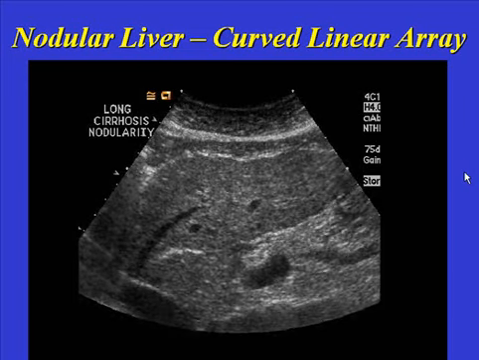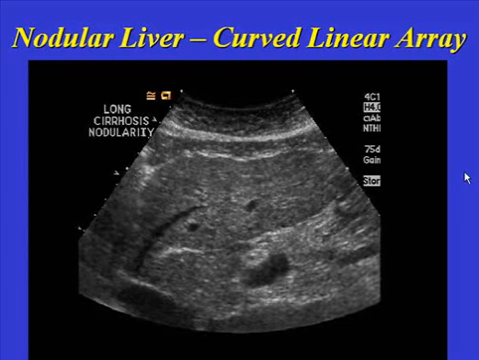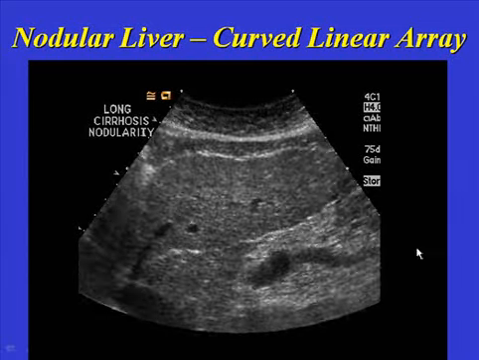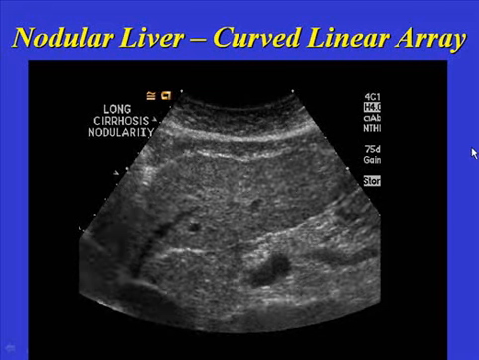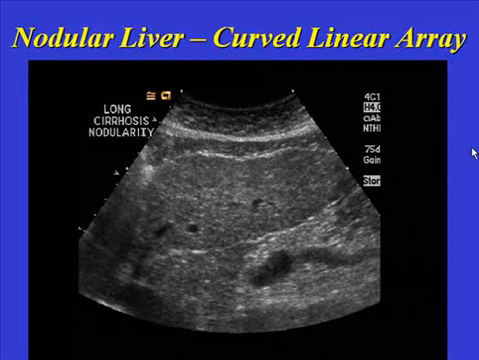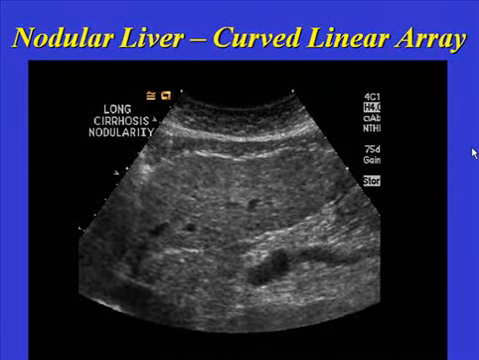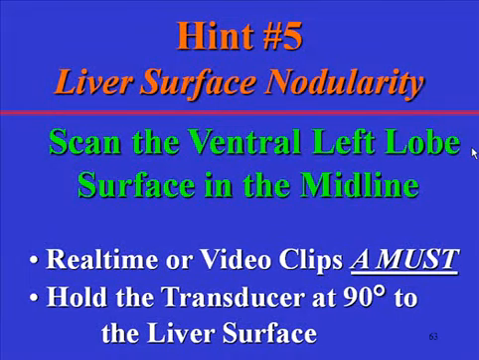Sometimes you will see it with a curved linear array if it's a modern transducer, and I think you can appreciate the liver surface nodularity. We have to do this sometimes in patients who are fat or have other body habitus problems that prevent us from seeing things well with the high-resolution transducer. So next hint, liver surface nodularity: scan the ventral left lobe in the midline, look at the surface. You have to do this either scanning in real time or with video clips. Hold the transducer at 90 degrees to the liver surface if you want to get a reliable result.